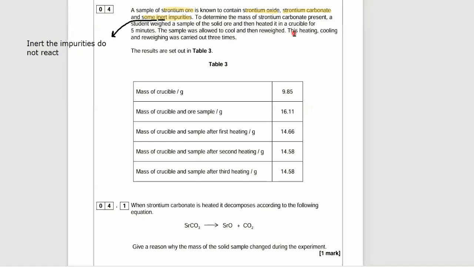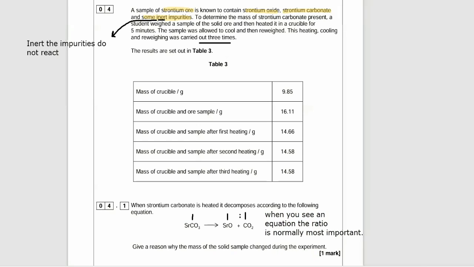So we have the mass of the crucible and the ore, and then we have the mass in the crucible after each of the 3 times heating, where you can see obviously the mass has gone down to 14.66, 14.58, and then 14.58 a second time. So we've heated until a constant mass. When the strontium carbonate is heated, it decomposes according to the following equation. First thing to notice about equations is the ratio. That's normally the really important thing to see. So it's a 1-to-1 ratio going on, so that might be important later. I always like to note that down.